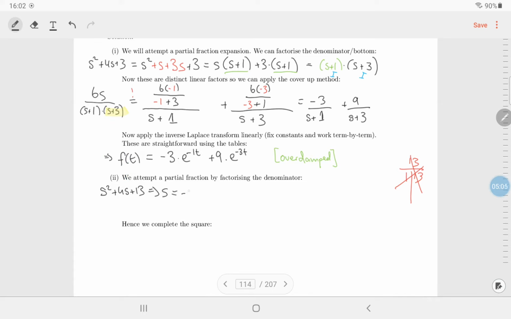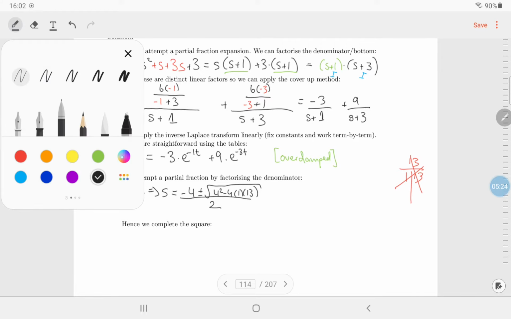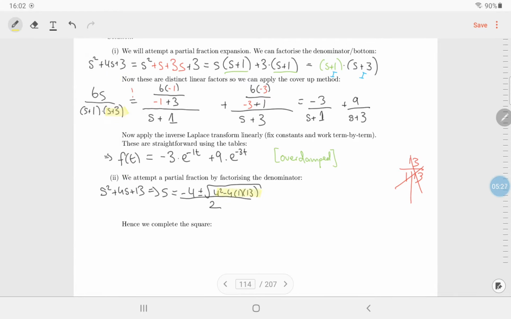So you get s equal to minus b, minus 4, plus or minus the square root of b squared, which is 4 squared, minus 4ac. And what's happened, 16 minus 52 is the square root of minus 36. The thing inside the square root is negative. So you have here no real roots, and that implies no real factors. So that's a disaster for you. You can't factorize it anymore.